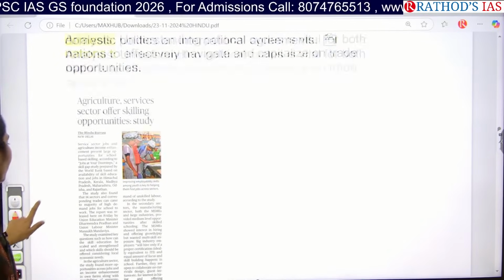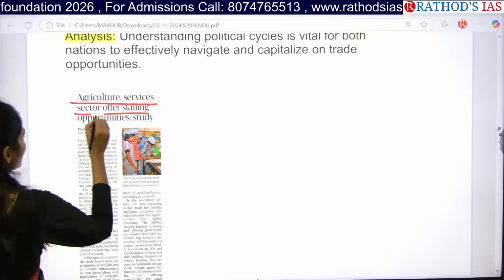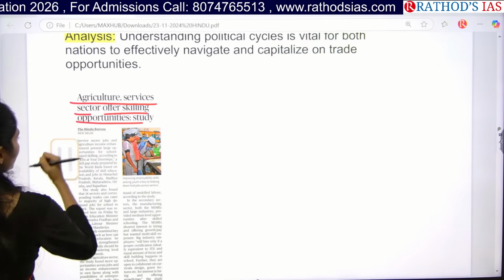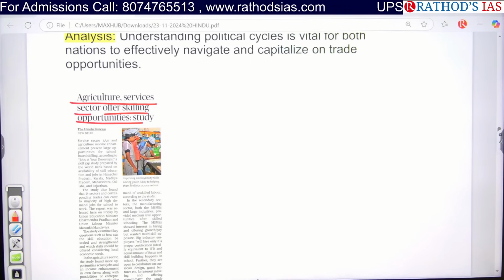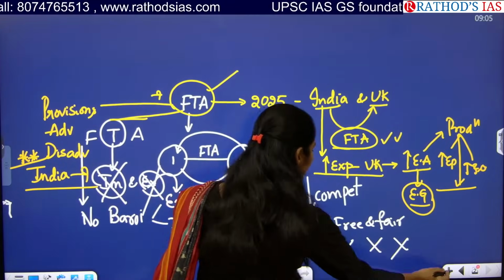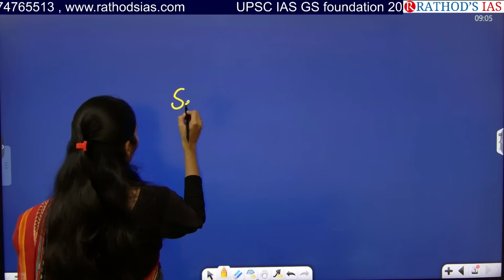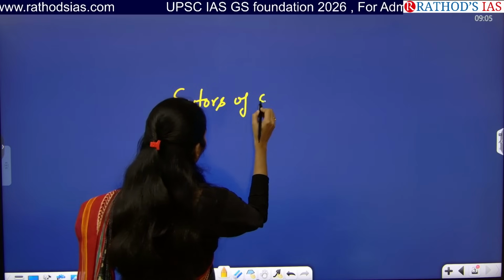See this article: agriculture and services sector offer skilling opportunities, says a study. What is this article? Skilling needs to happen in the agriculture and service sectors. This article is important from the perspective of different sectors of the economy. So can you tell me examples of sectors of our economy?